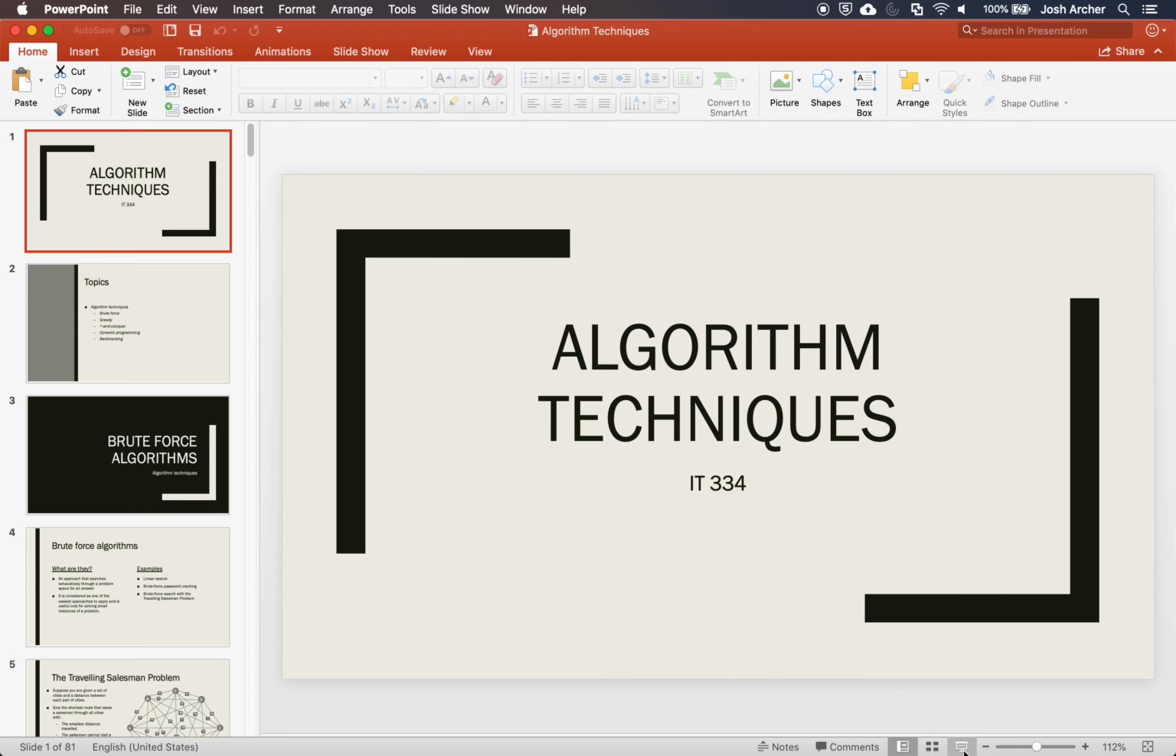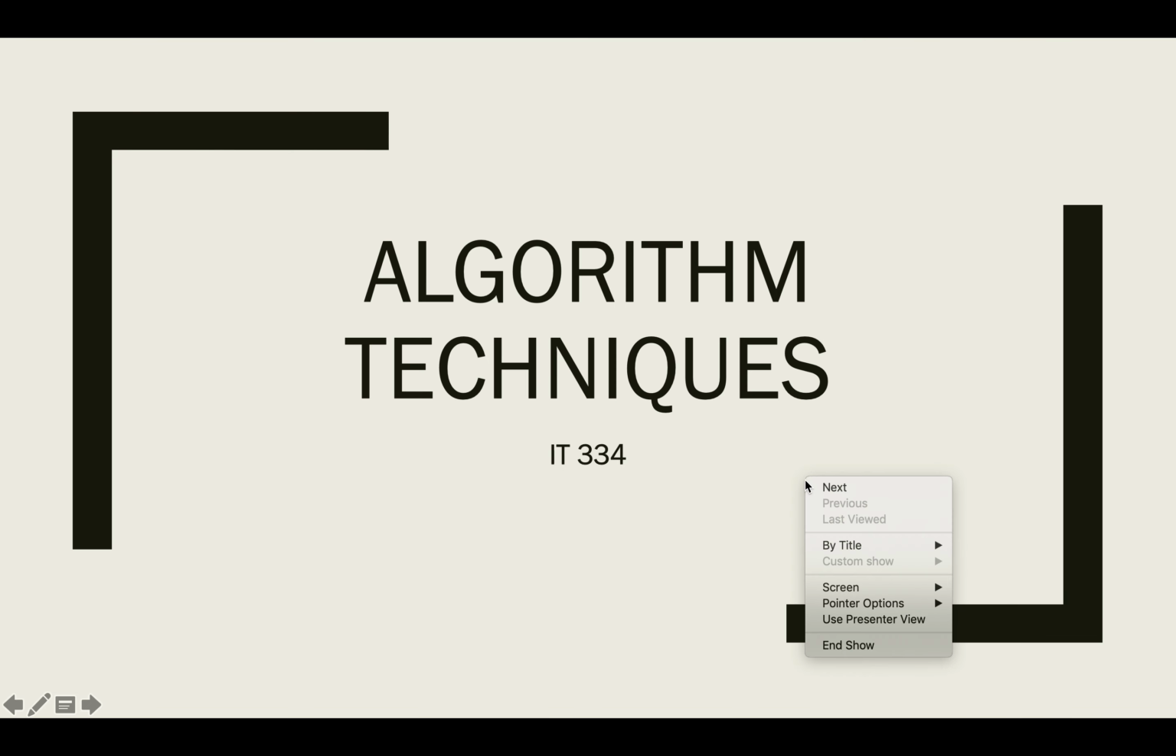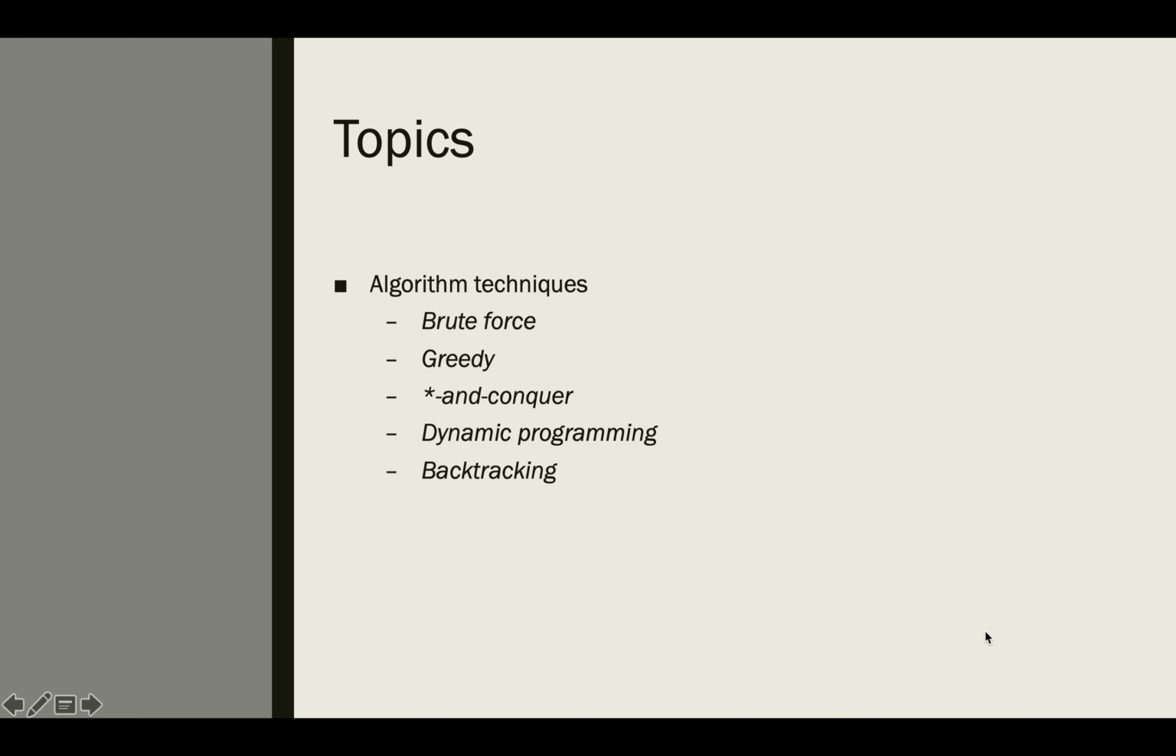So let's see if we can load this up, and I'll see if I can make my pointer appear here. And let's see if we can work through these slides. So this is a larger set of topics. I said we're going to cover these first two, brute force and greedy. I also like to cover divide and conquer, decrease and conquer, and transform and conquer, which are three other categories. I'm just calling that star and conquer or wildcard and conquer here.